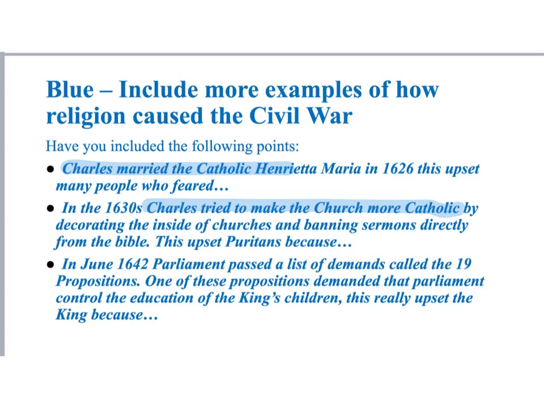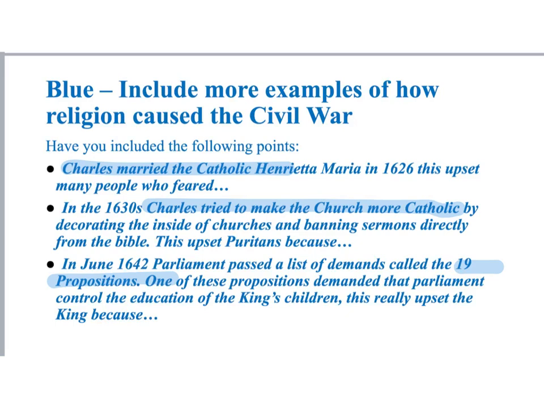So try and make sure you mention that in that one. And finally, there were 19 propositions that Parliament passed. Now one of these propositions was to do with the education of the king's children. That's one of the 19 propositions. Obviously there were 19 of them.